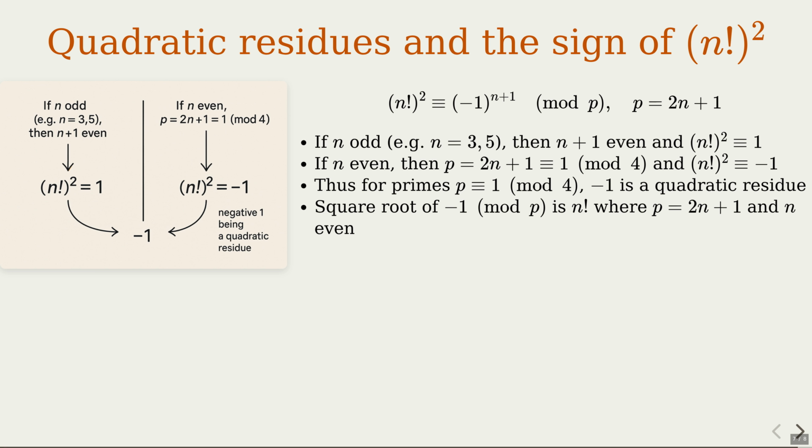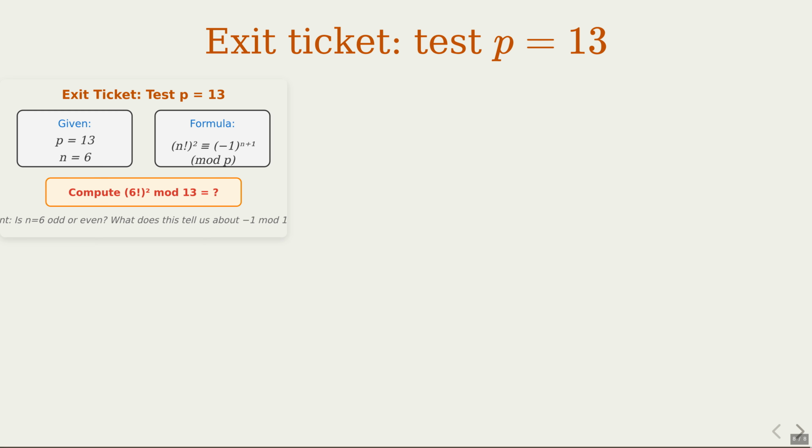So Wilson's twin not only gives a neat identity, it also hands us an explicit square root of negative 1 whenever it exists. Let us finish by testing the case p equals 13, which should fall into this pattern. Time for a quick check to see if you can derive the identity yourself.